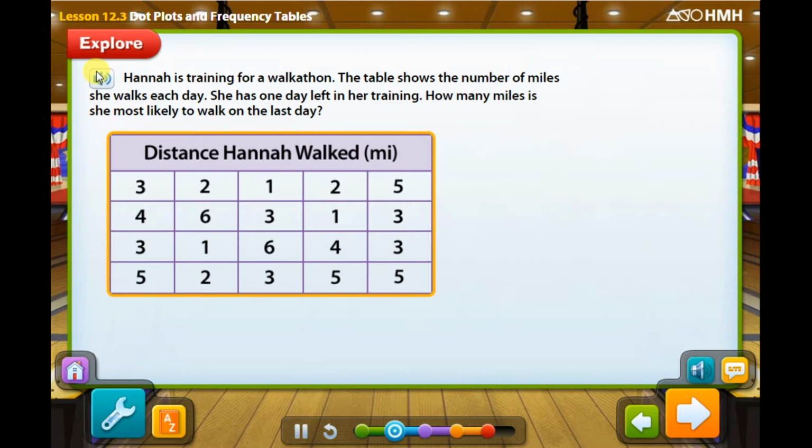Hannah is training for a walkathon. The table shows the number of miles she walks each day. She has 1 day left in her training. How many miles is she most likely to walk on the last day?